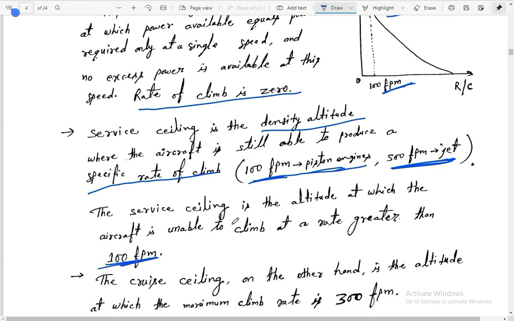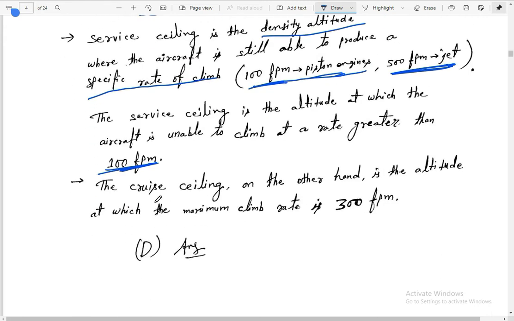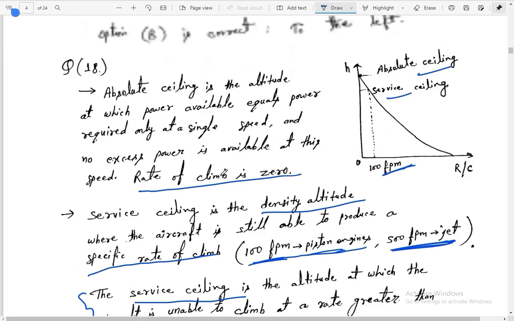This is actually mentioned for piston engines. And the cruise ceiling, on the other hand, is the altitude at which the maximum climb rate is 300 fpm. So the cruise ceiling, service ceiling, and absolute ceiling, there are three terms. You must know these three terms.